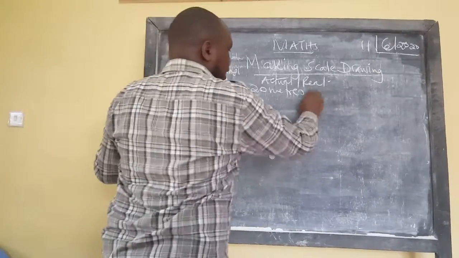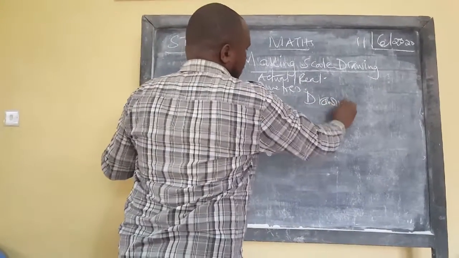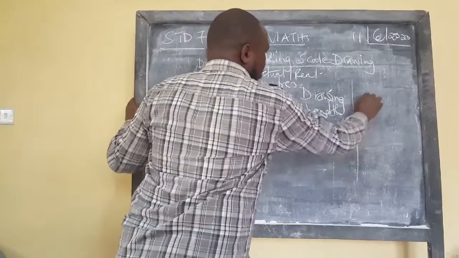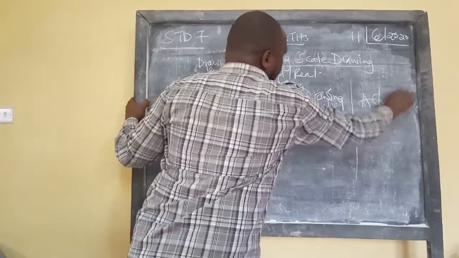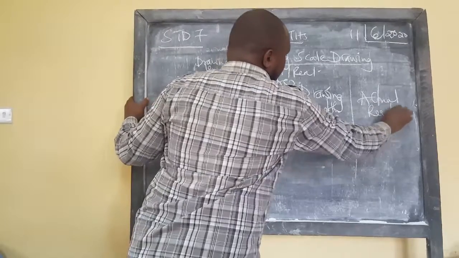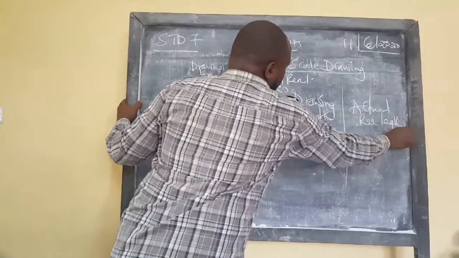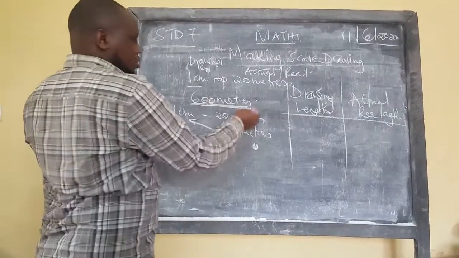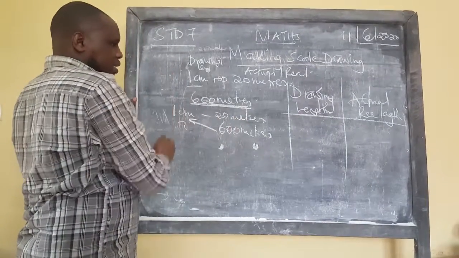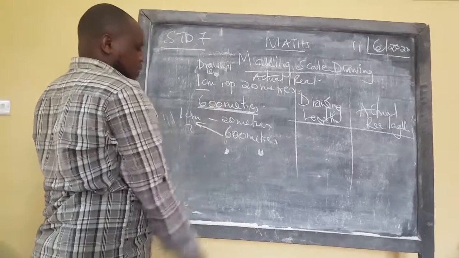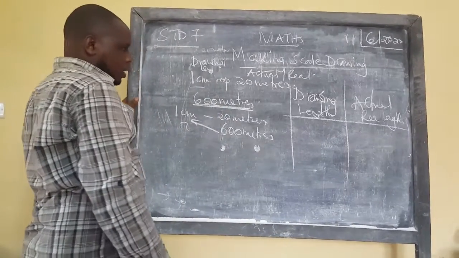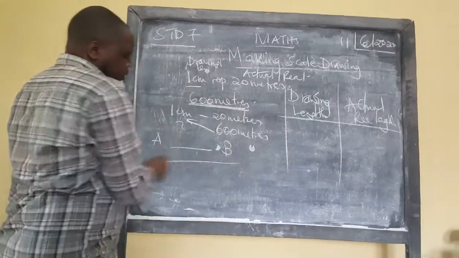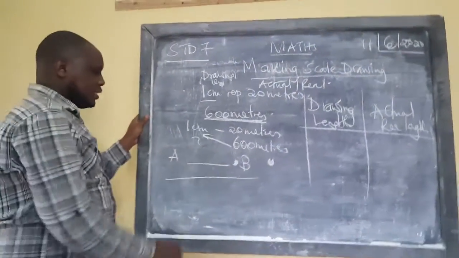So we have the drawing length, and on this other side we have the actual length or the real length. This is what we are looking for. This represents the scale: 1 centimeter represents 20 meters. For example, the distance from A to B is 600 meters.